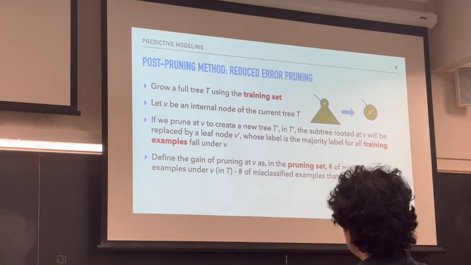We define some measure of gain, which could be just, for example, validation accuracy, that can help us understand whether we should actually prune or not. It's like designing a scoring function, and then we keep repeating it until further pruning will not give you any gain in terms of your scoring function.